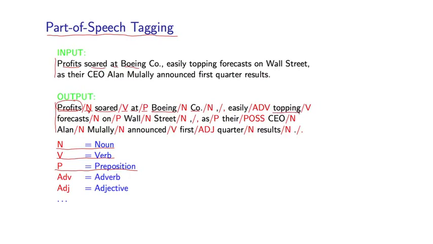Topping is a verb in this particular sentence, but it can also be a noun. If I say, for example, the topping on the cake. Forecasts is a noun in this sentence, but it can also be a verb. Quarter is a noun, but it has a much less frequent usage where it can also be a verb. Results is a noun, it can also be a verb, and so on and so on. So as a rough estimate, you might find that words in English, on average, can take 2 or 3 possible parts of speech. And this isn't only true of English, it's true in many other languages, probably most languages in addition to English.